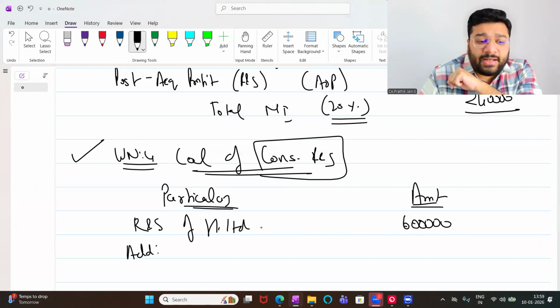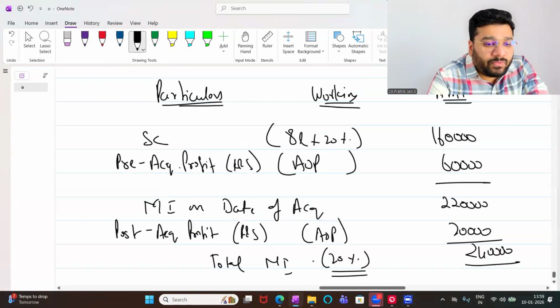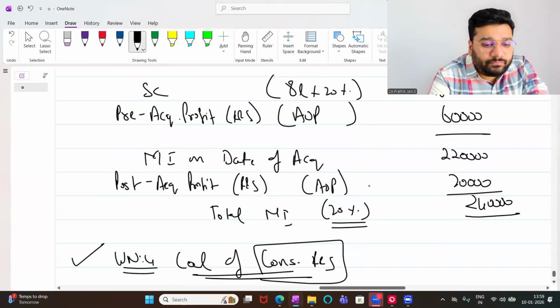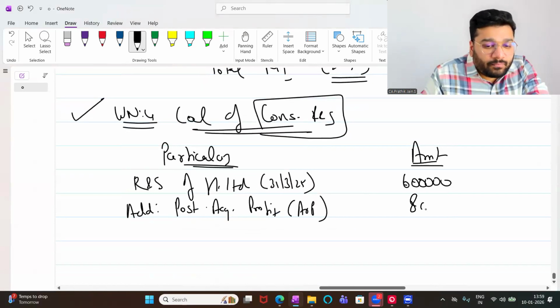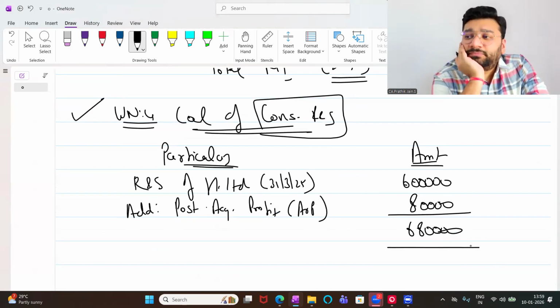Balance sheet. This is the balance sheet date, 31/3/25. Now add the post acquisition profit. This is coming from AOP. Here it is 80,000. How much is it? 6,80,000. Any problem?